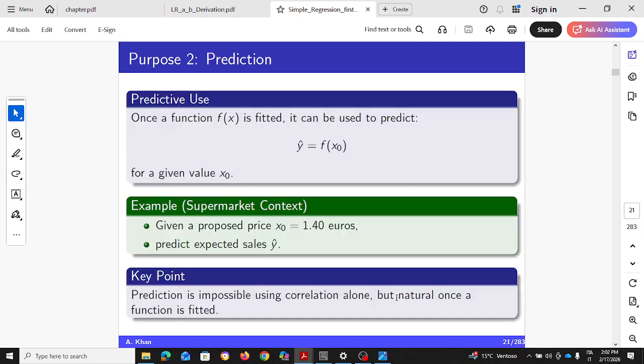So now we need this function, and we use it for prediction. How can we use this for prediction? Before, when we had a correlation, let's say the supermarket had fixed those prices in advance, but tomorrow they want to check a new price which was not included in the previous price marks. So they say, okay, now we have a new price, 1.40, and we want to test the model to see how many products we would sell. So this function can help us do this kind of prediction. This was impossible using correlation alone.